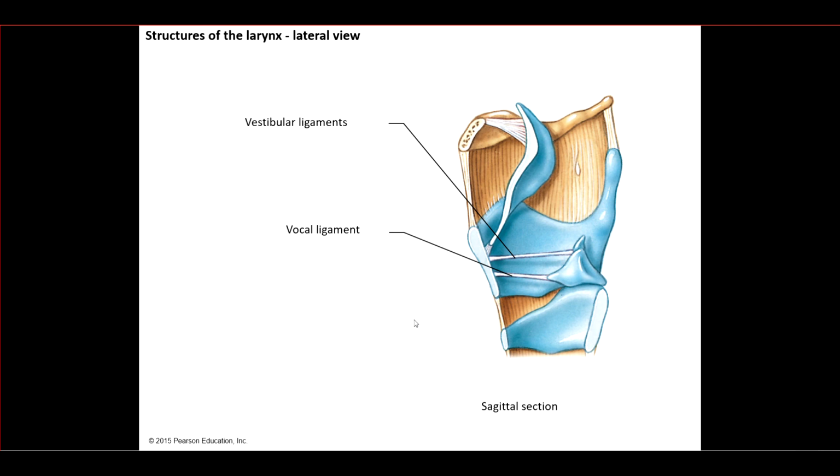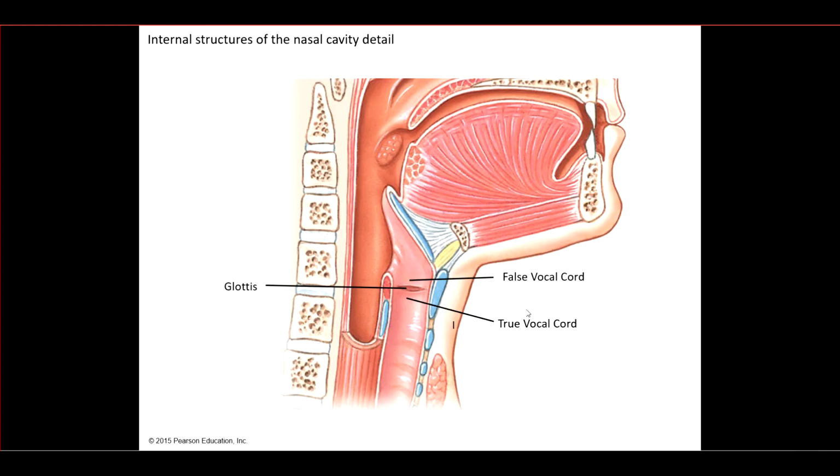Okay, so again, here are your two ligaments. What I did here is I blew up this sagittal section of what it would look like on a model. So the vocal fold here on top is going to be a little thicker when you see it on the model. This is called the false vocal cord, or if you want to call it the vestibular fold, either or. Then below here, this would be the true vocal cord right here. And then the opening in between is the glottis.